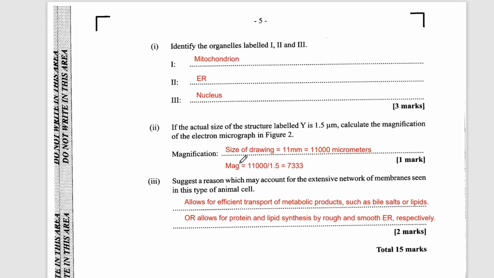Now the magnification would be equal to the size of the image divided by the size of the actual object. So this would be 11,000 micrometers divided by 1.5, and you get 7,333. Now of course the marks here give a little leeway, so if your ruler is bad, or if you can't really see well, this gives you a range between 7,000 to 8,000 times, and you should be alright if you're within that range.